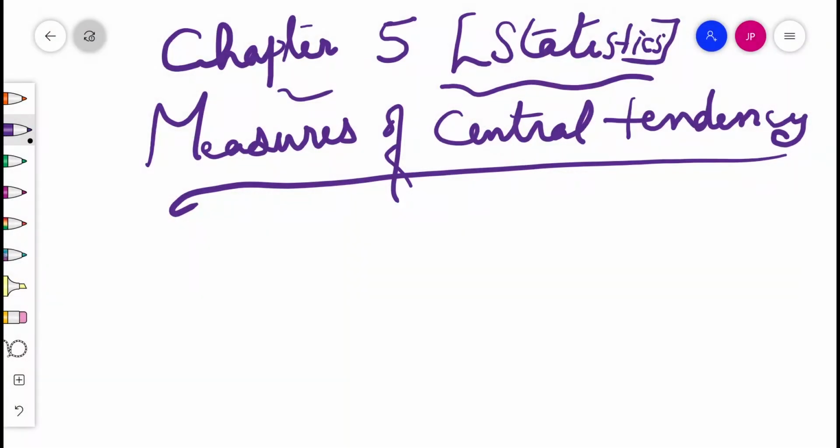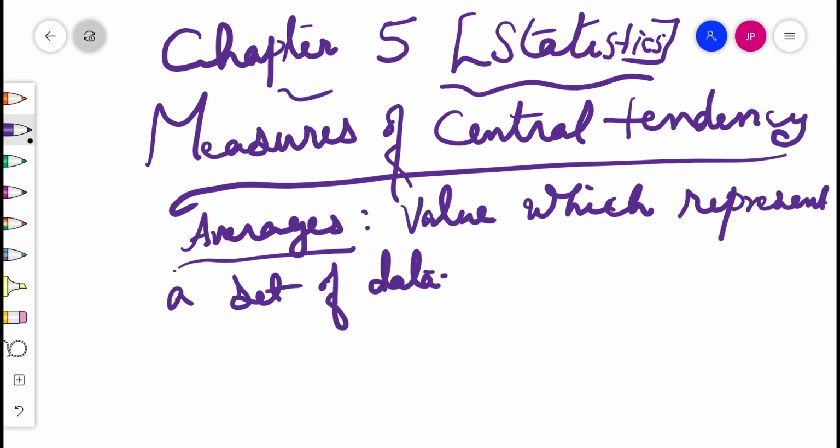Yes, today's topic is Measures of Central Tendency, Chapter 5, Statistics. Averages or measures of central tendency. Average means a value which represents a set of data. Averages are called measures of central tendency. Why? Because they tend to lie centrally within a set of data arranged according to magnitude.